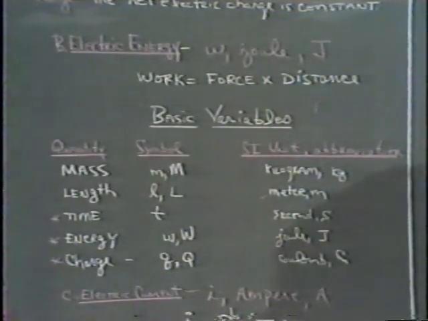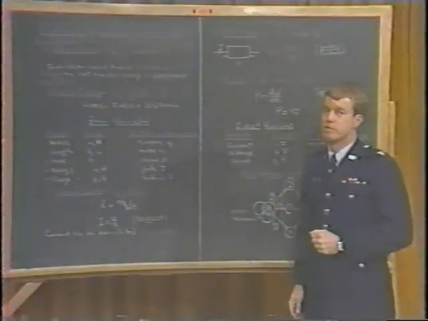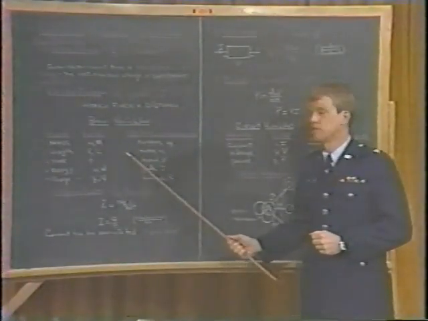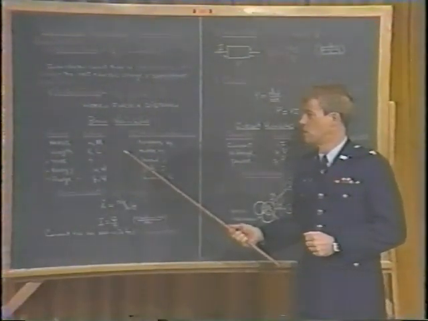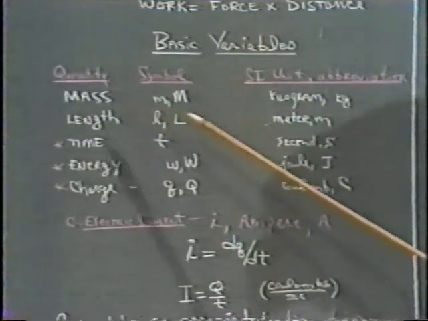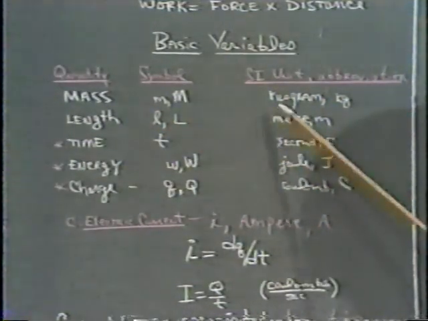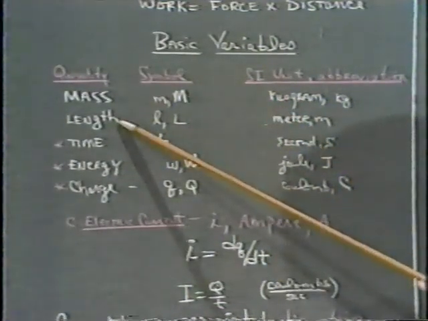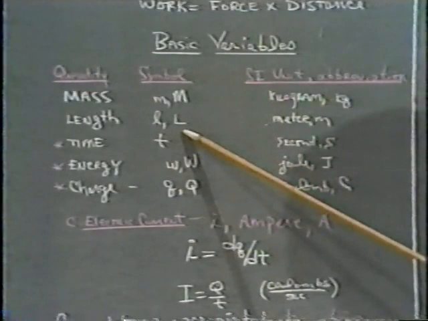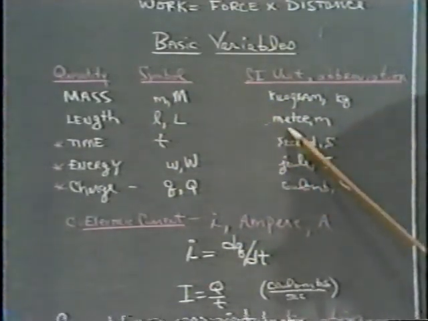The other fundamental unit we need to work with is the unit of time, of course. Given these three quantities, current and voltage and power can then be defined. This table summarizes all the fundamental quantities we have to work with. We have mass, where we use the symbol M, and it's measured in kilograms. We have length, the symbol L, and it's measured in meters.